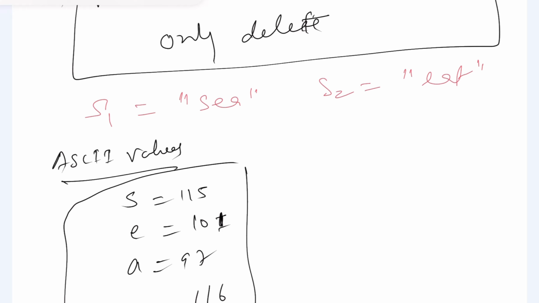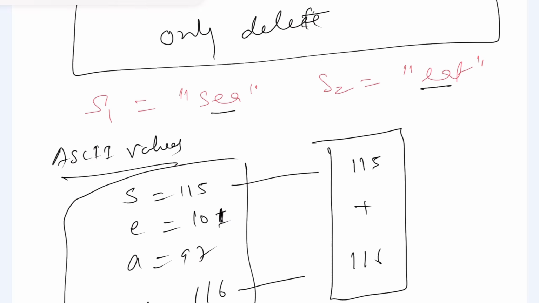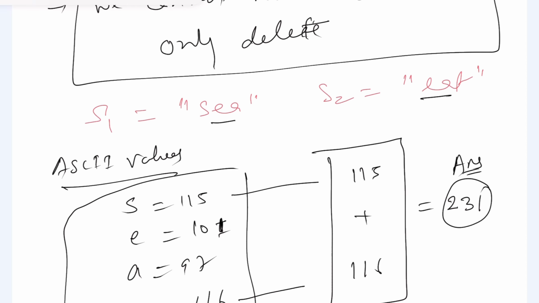The common characters in both are EA and EA, so we have to delete only this S part and this T part. That means 115 and 116 are the two costs we have to pay to delete, which is 231, and this is our answer, because this is the minimum ASCII delete sum.